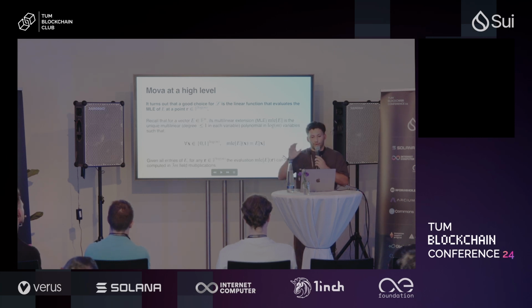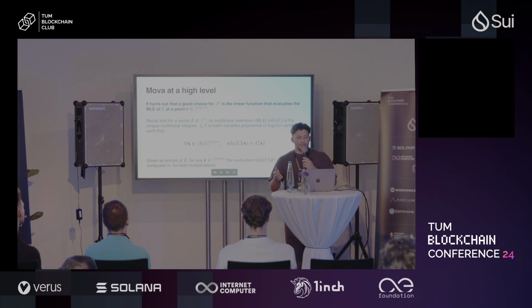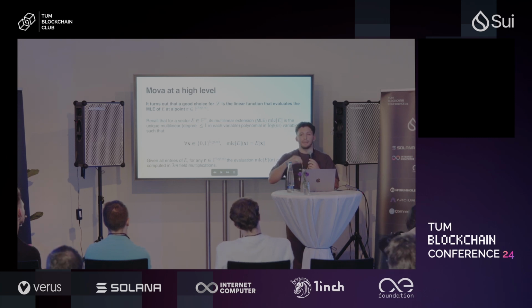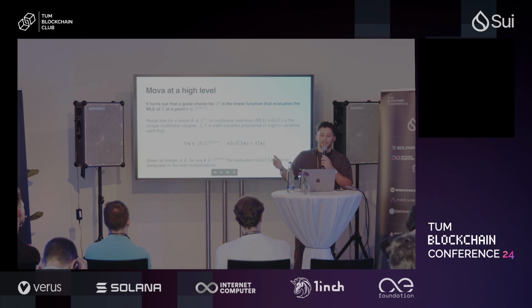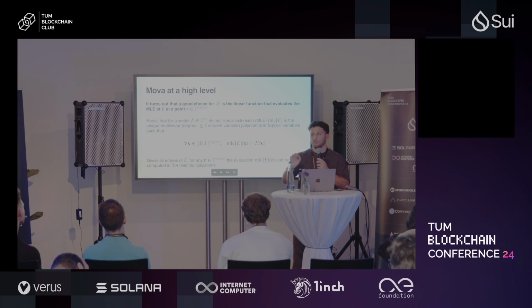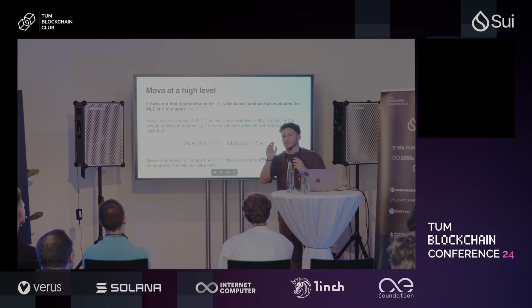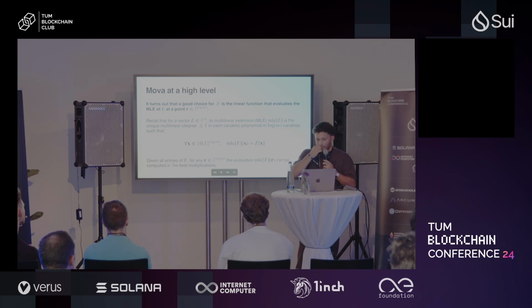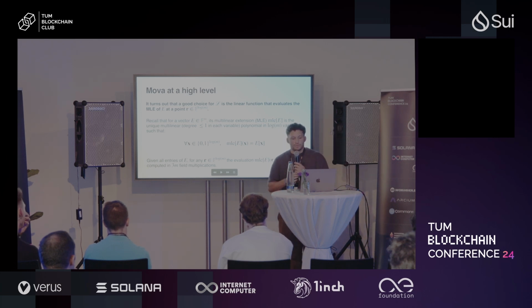Just recalling that for a vector with m elements in a field, the multilinear extension is the unique multilinear polynomial in log m variables, such that if you take any bit string of length log m and evaluate this multilinear polynomial at it, then you get exactly the entry in the vector indexed by this binary string. You just take the integer that this binary string represents, and you take this entry in the vector. This is quite a classic way of representing vectors as a polynomial.